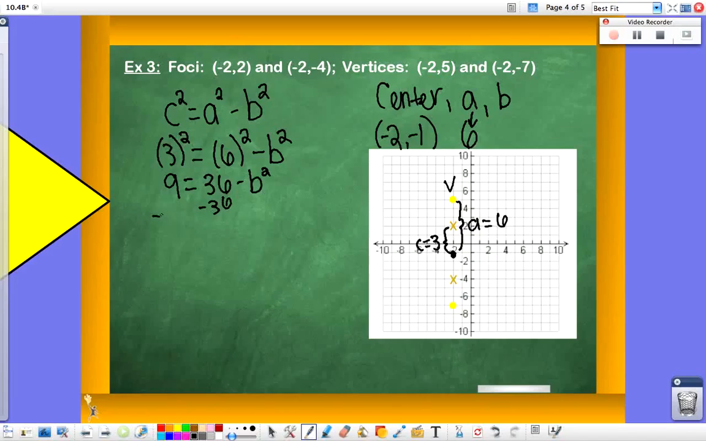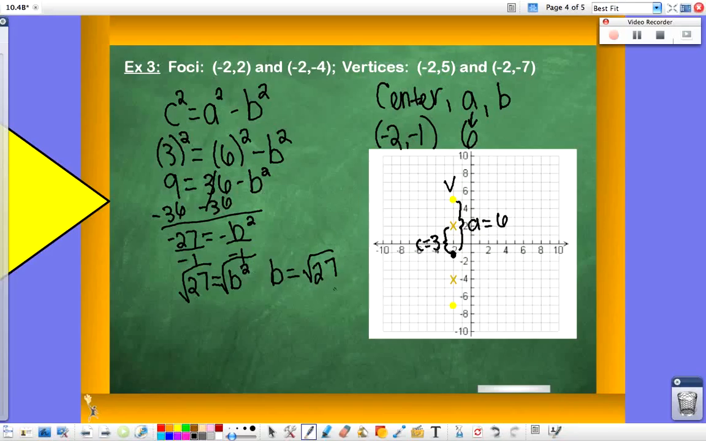I'm taking away 36 from both sides. I get negative 27 is negative b squared, which remember just means that b squared is equal to 27. And lastly, to get b by itself, I'm going to take the square root. So I get b to be the square root of 27. And normally we're going to go ahead and do our factor tree or put it in simplest radical form. But you're going to see that we don't need to actually do this when we're writing the equation of an ellipse. And you'll see why in just a second.